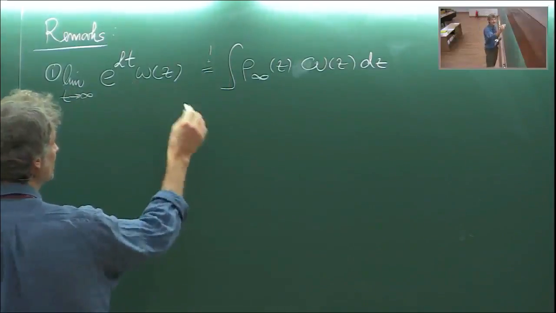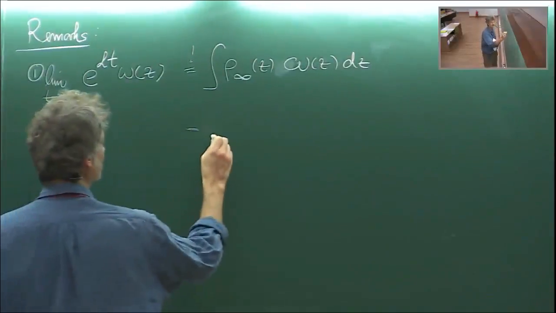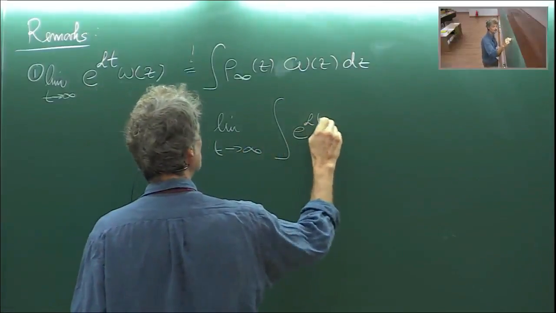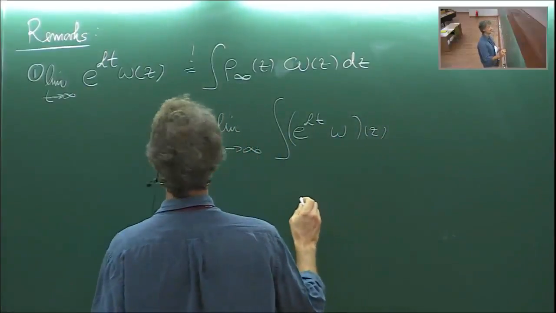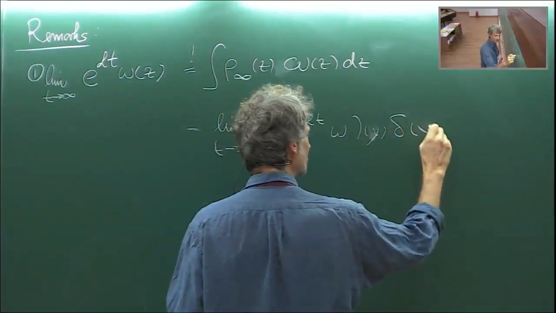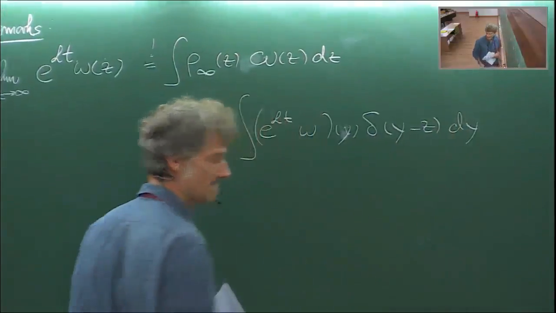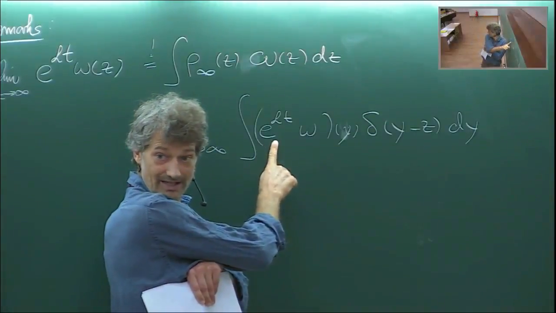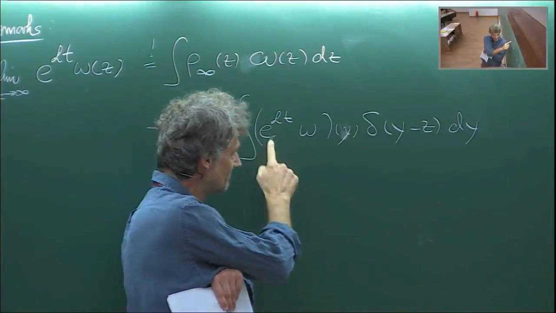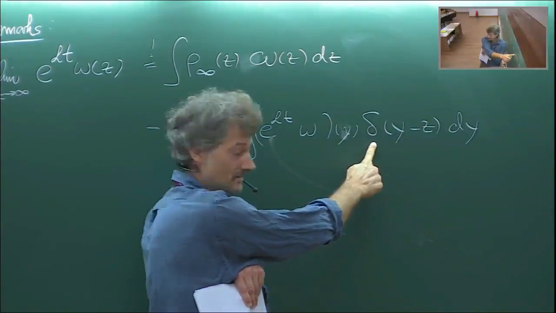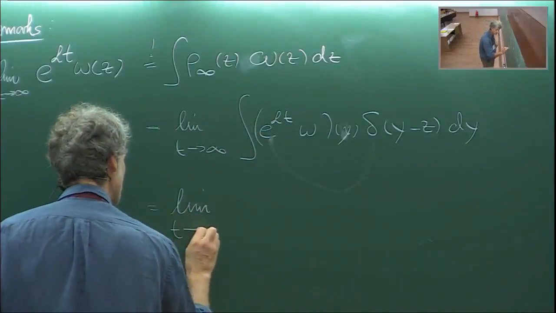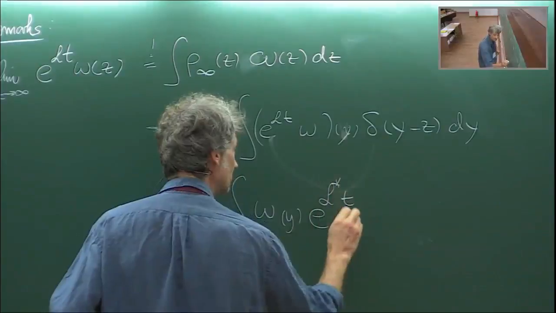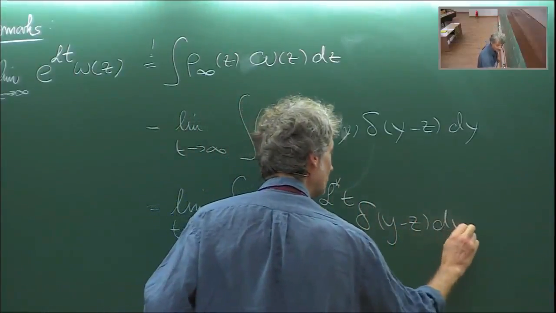This is a little but useful calculation. So now we're going to prove this. Let's rewrite this as the limit t goes to infinity of e to the Lt w of y, and we want it as a function of z, so we just do delta of y minus z and integrate over y. It's an equivalent formulation. Now we use the adjoint: we take the adjoint of e to the Lt, bring it to the other side, and we get e to the L star t acting on delta of y minus z, dy.